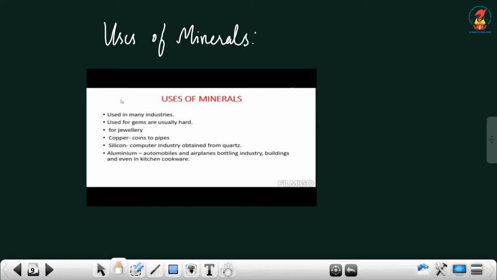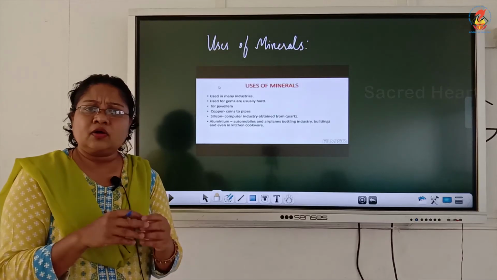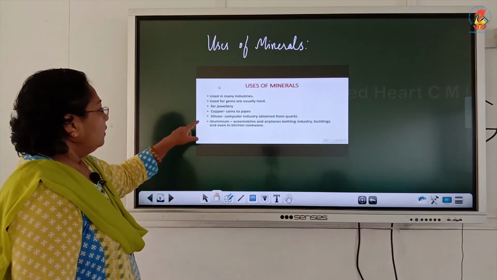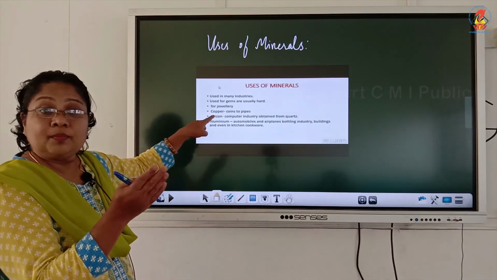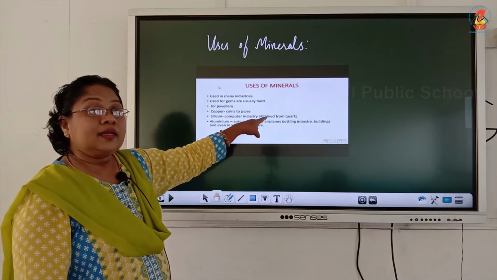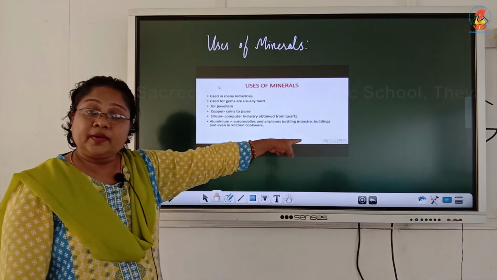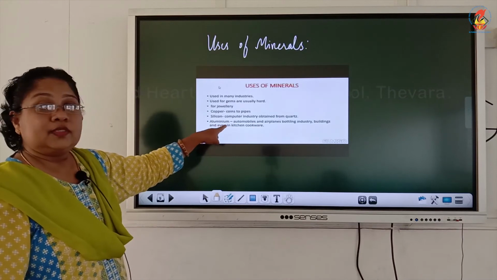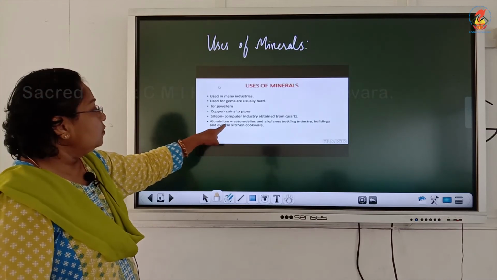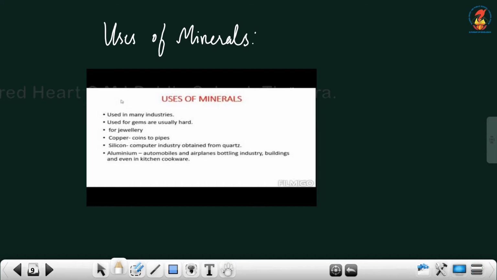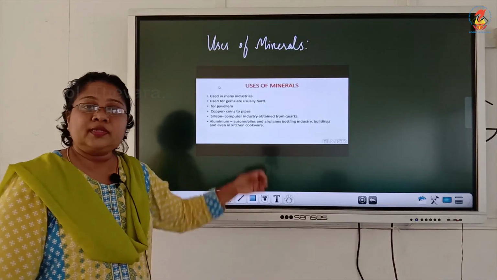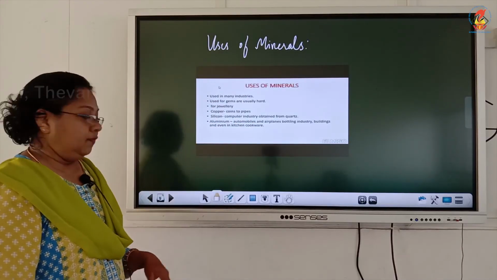Then copper. Copper is used from the making of coins to pipes, in almost all construction and manufacturing. Then silicon is used in the computer industry, and silicon is obtained from the mineral quartz. Then aluminum, which is obtained from bauxite, is used in automobiles, airplanes, and every aspect of life. So there are innumerable uses of minerals. Certain uses are given over here.